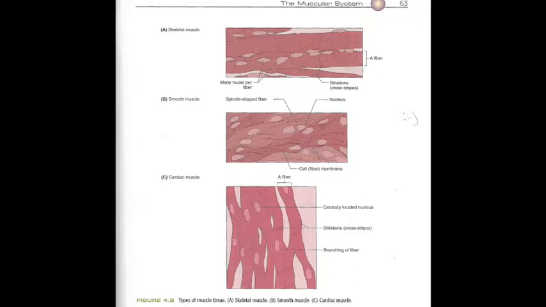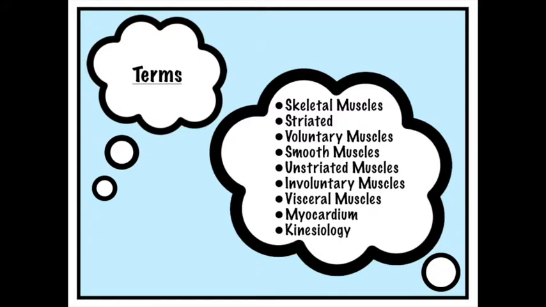Smooth muscles are also known as involuntary muscles because they are under the control of the autonomic nervous system and are not under voluntary control. Smooth muscles are also known as visceral muscles because they're found in the large internal organs except for the heart and in hollow structures such as those of the digestive and urinary systems.